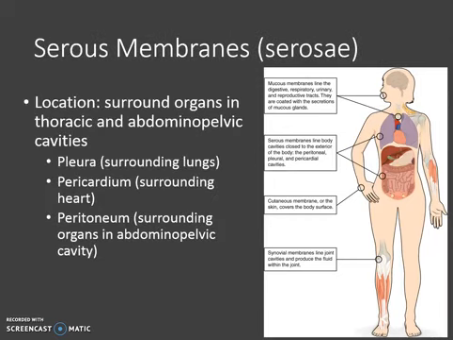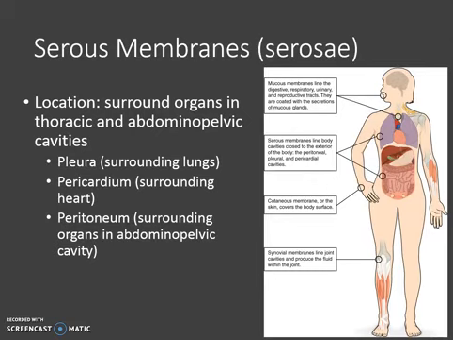Serous membranes, which are also called serosa, are surrounding internal organs in the thoracic and abdominopelvic cavities. So starting off, we've got the pleura, and you actually have two pleurae, one for each lung. You have a pericardium, which is a serous membrane surrounding the heart, and the peritoneum is a serous membrane surrounding organs in the abdominopelvic cavity. We'll talk about each one of these in more detail when we talk about the different organ systems that they're involved in.